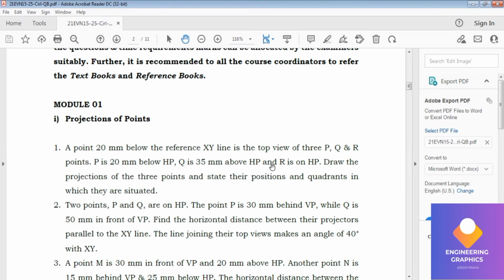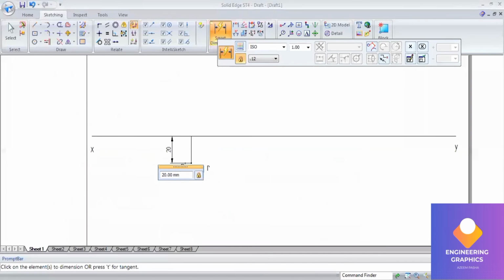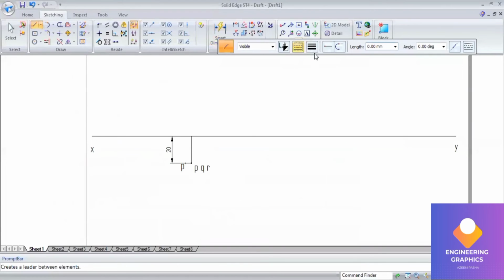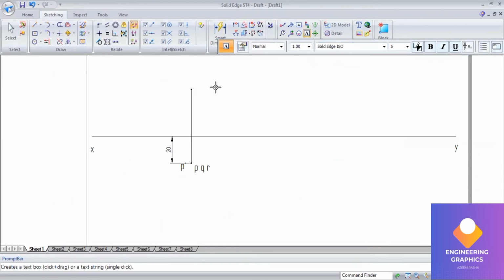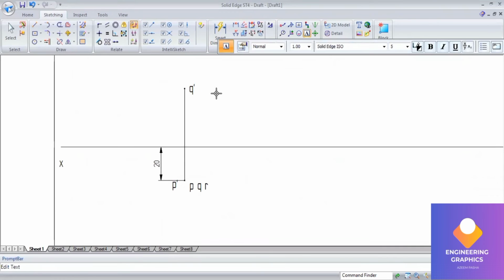Q is 35 mm above HP. So 35 above HP means, for the front view, above HP means two conditions here. Either it can be lying in the first and second quadrant. In both first and second quadrant the front view lies above the xy line. So above the xy line we should mention 35 mm. Here we should mention a point by taking thickness 2 mm. Put a point. Here this is your Q dash.